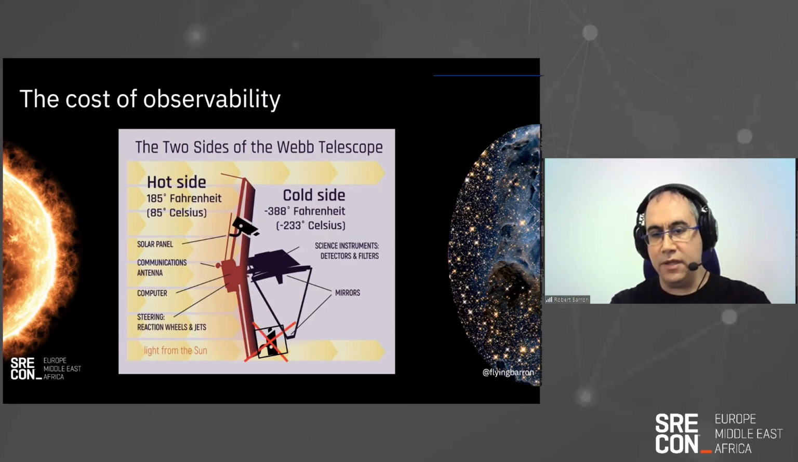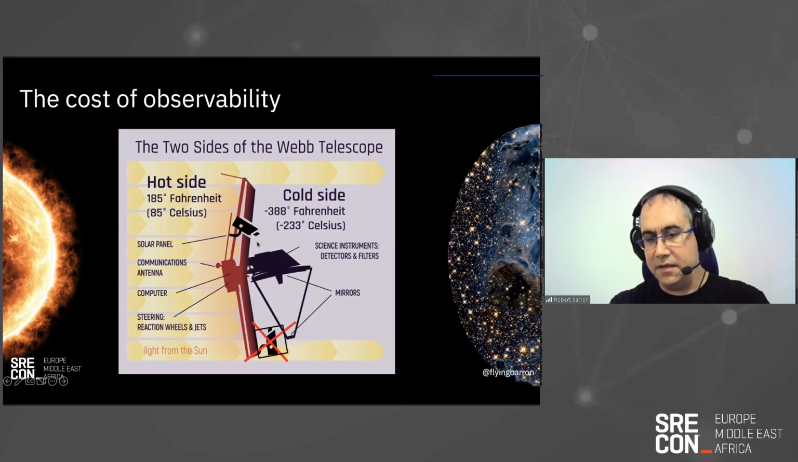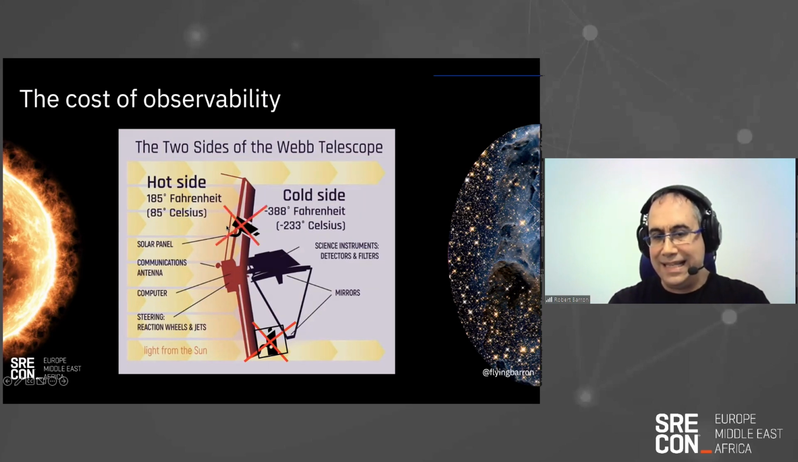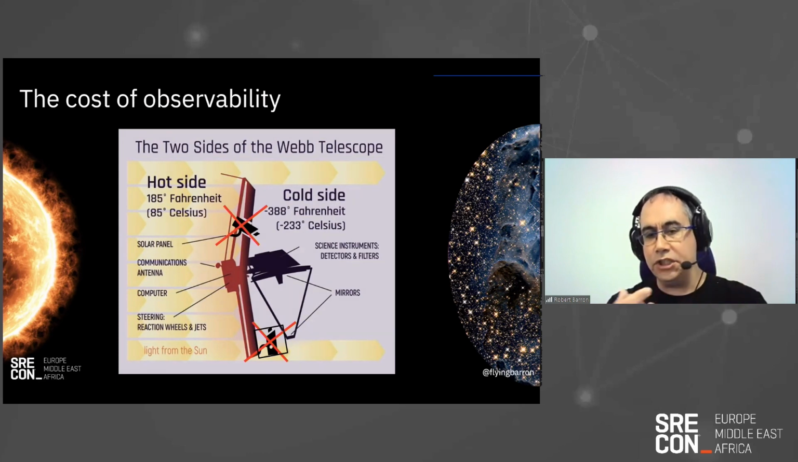Maybe we can put the camera on the hot side of Webb and then make a little hole or something in the heat shield so it can still observe without generating the heat. But we've just made a hole in our heat shield. So again, this isn't a good solution. Going round and round and trying different things, eventually a decision was made, no selfie camera.